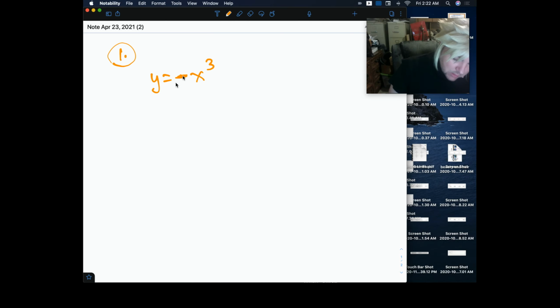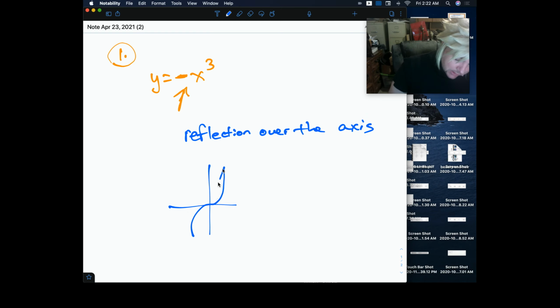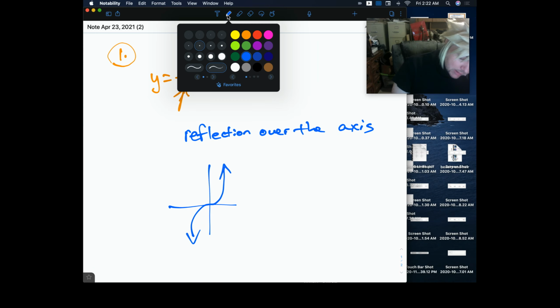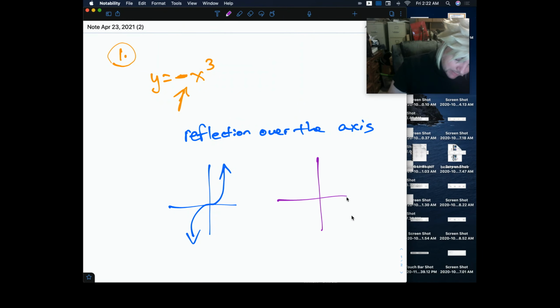Well, we know when it's negative, that's changing a, and the effect that it has is a reflection over the x-axis. It flips it. If the function looks like so, it flips it. And it looks like so now. Make sense? I sure hope so, because that's definitely correct.